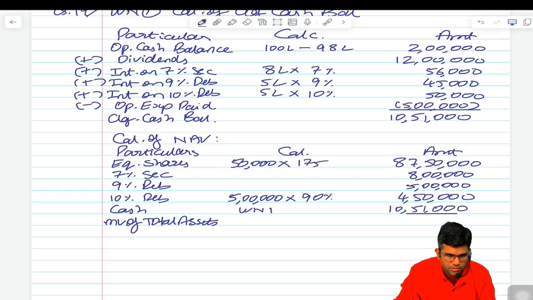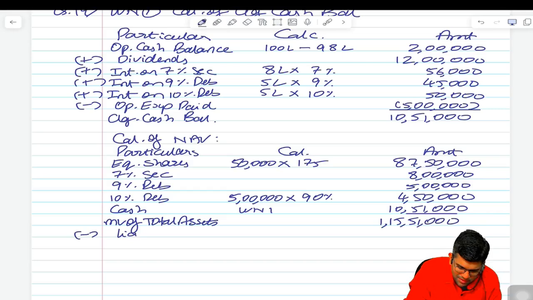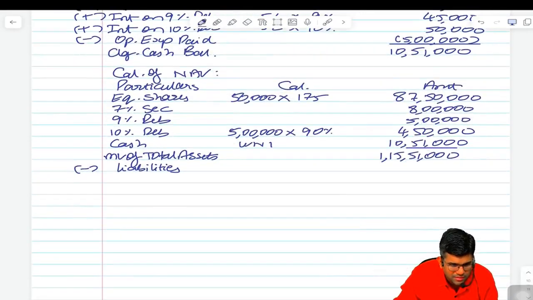Okay, so give me the market value of total assets. Okay, thank you. 1 crore 15 lakh 51,000. 1 crore 15 lakh 51,000. Let us subtract liabilities. Students, I think there are no liabilities in the question. Check, they have not given anything. Okay. So since liabilities are not there, we'll take it as dash.